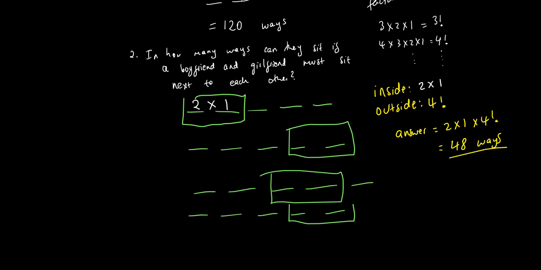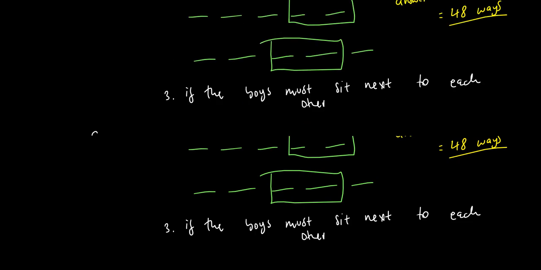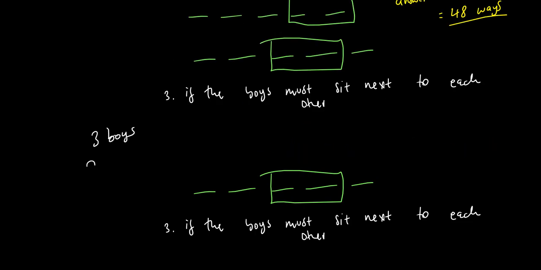Alright. Then you have other things, like maybe we can say the boys must sit next to each other. In how many ways can they sit if the boys must sit next to each other? Now, please be reminded that we have 3 boys and then we have 2 girls.